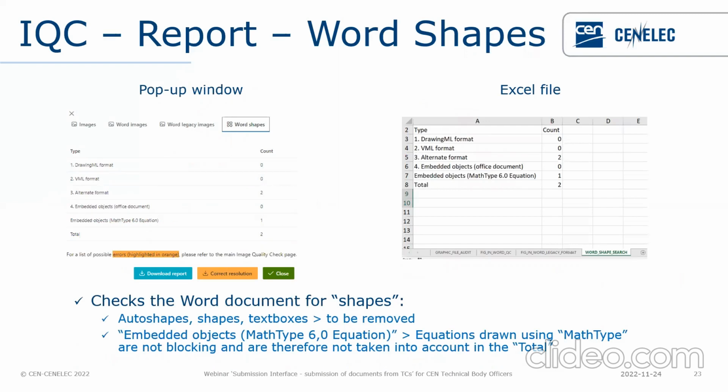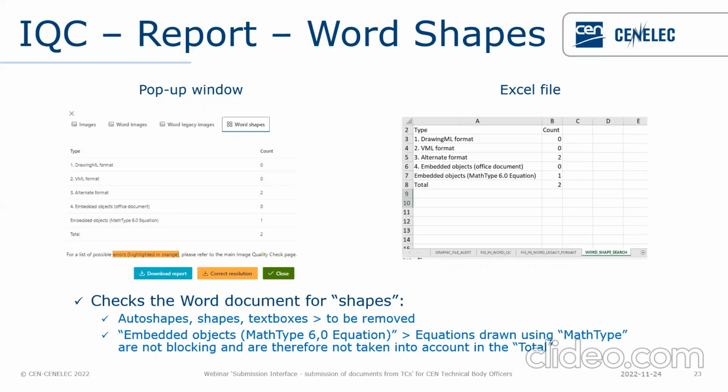And the last tab of the report will be for the Word shapes. Word shapes could be from a text box that was accidentally created, an auto shape, a shape. All those need to be removed, but of course it's not always easy to find them. I will show you how in the next slide.